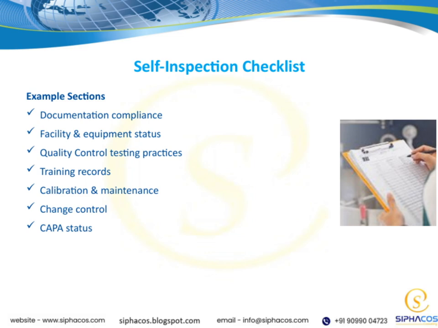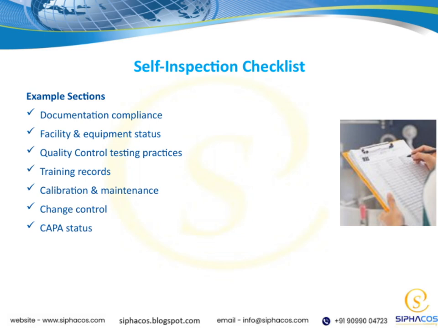Let's take a closer look at the self-inspection checklist, which is a crucial part of maintaining quality and compliance. This checklist is divided into several key sections that help us ensure everything is running smoothly and according to standards. First up is documentation compliance. This reminds us to verify that all our records are accurate, complete, and up-to-date, as proper documentation is the backbone of traceability and accountability. Next, facility and equipment status. Here, we assess whether our physical space and tools are in optimal condition, well-maintained, and ready for use to prevent any disruptions or quality issues.